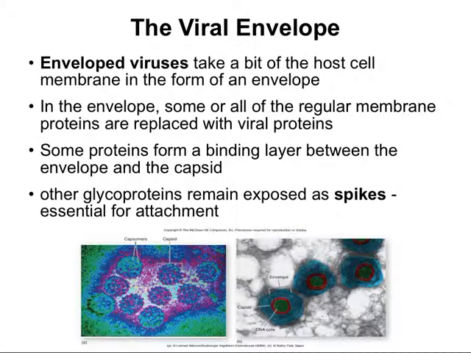And so they'll wrap themselves in essentially a vesicle that'll then move through the cell and out to the cell membrane. In the envelope, some or all of the regular membrane proteins are going to be replaced with viral proteins, and these proteins are often involved in binding the envelope to the capsid. Some other proteins are associated with carbohydrates, or they're glycoproteins, and they remain exposed through the cell envelope as spikes, and these spikes are essential proteins for attachment to their host cells.